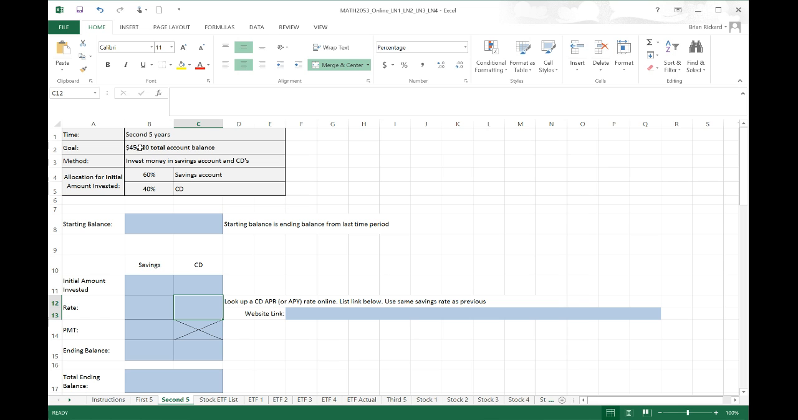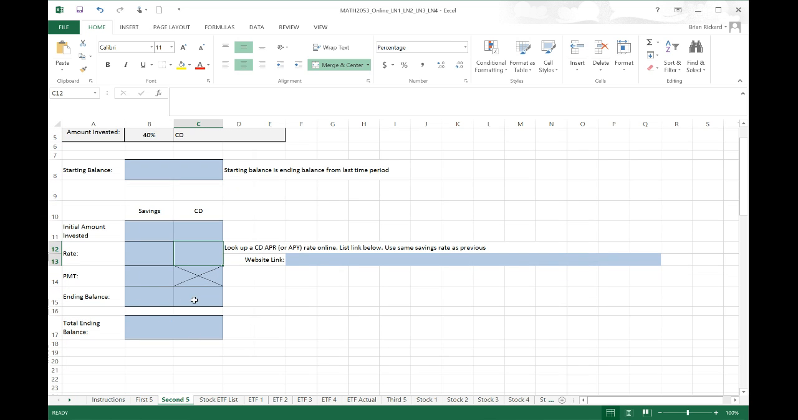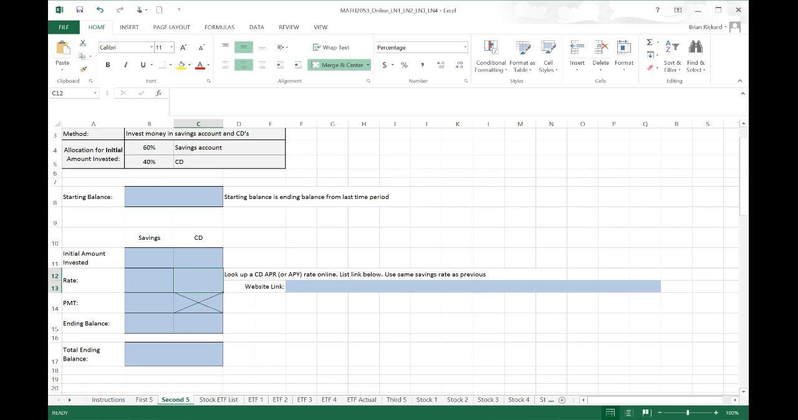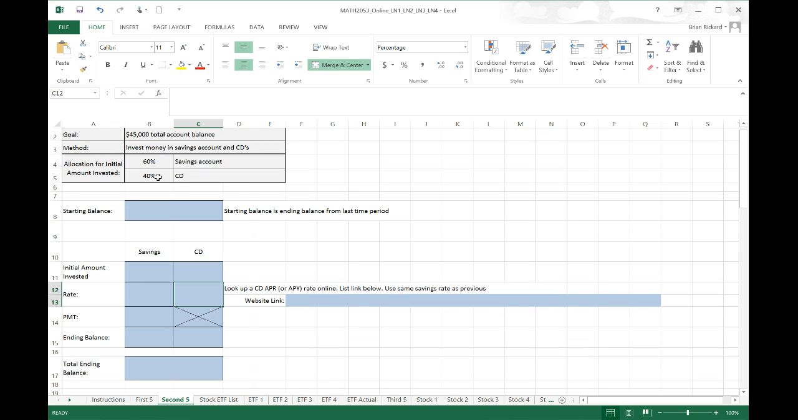All right, we want a goal of $45,000 total between these two things, not $45,000 each. So what you'll need to do is figure out what your ending balances need to be so that you can meet your goal of $45,000. Now, the initial split was 60-40, 60% savings, 40% CD. That will not be the ending balance because you're putting more money, payments, into your savings and not into your CD, so the savings is going to grow a lot more. So it won't maintain that 60-40 split. So you won't be able to figure out the ending balances just by finding 60% and 40% of $45,000.